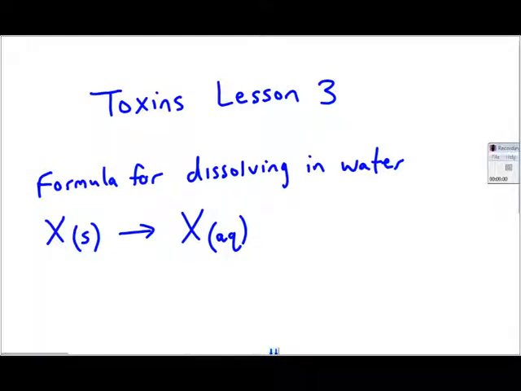I want to talk to you briefly about Lesson 3 in the Toxins. Lesson 3 is also about physical versus chemical changes, and so I have some general formulas that you need to know for our next quiz and next test.